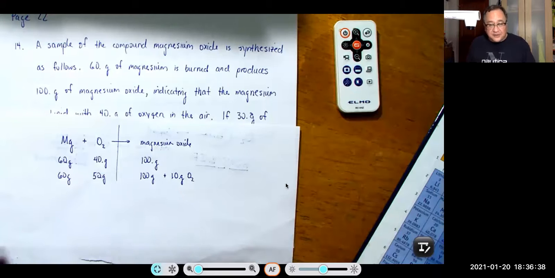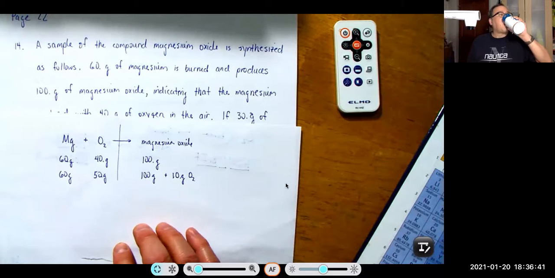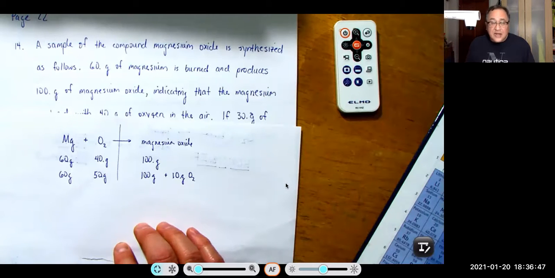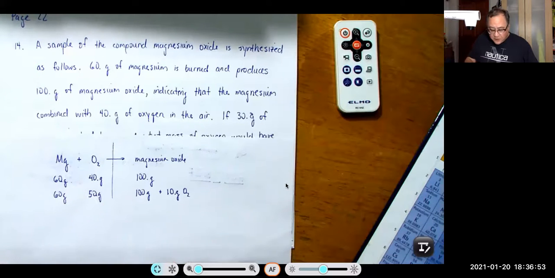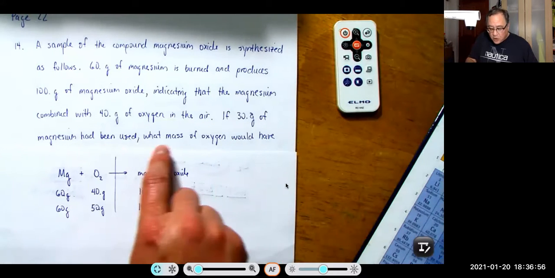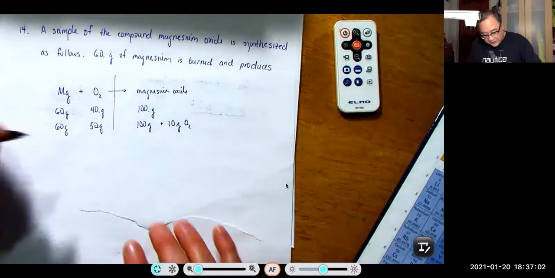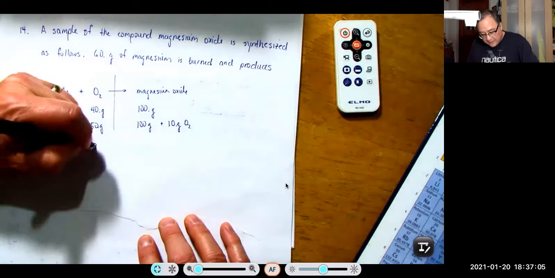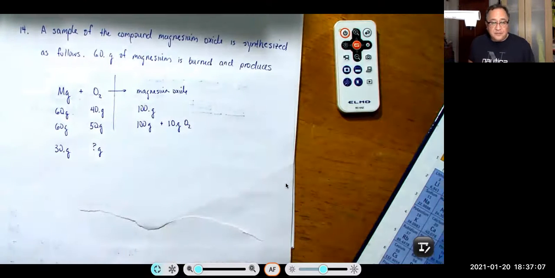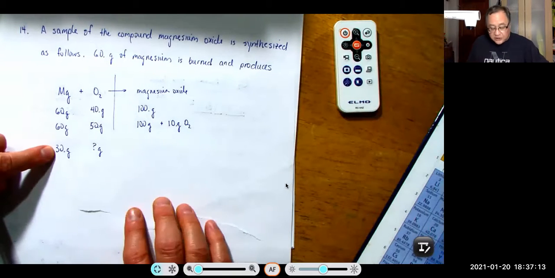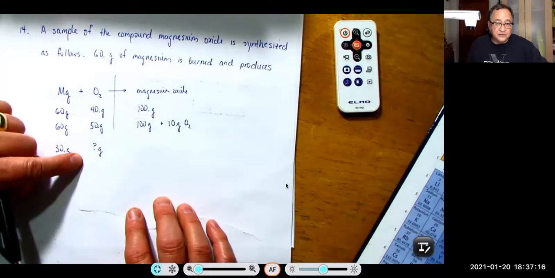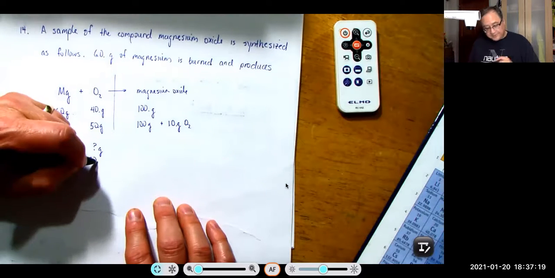This sounds like green chemistry, doesn't it? Also, magnesium oxide is not toxic. You could actually use it as sunscreen. Okay, so now they ask if 30 grams of magnesium had been used, what mass of oxygen would have combined with it? So the question is, if we have 30 grams here, how many grams of oxygen would we have needed? And the answer is pretty straightforward. If we're using half of the magnesium, we should need half of the oxygen. So our answer, 20 grams.